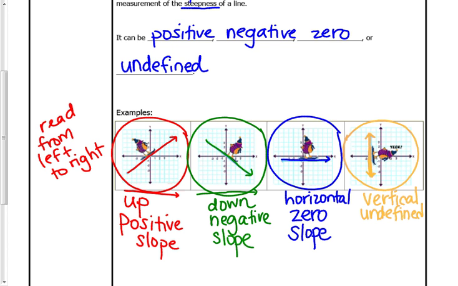So remember, undefined means it does not exist, right? Jokingly, if this bird was going to go down the mountain and wasn't able to fly, he'd probably have very little chance of surviving after this, right? So maybe the bird won't exist anymore. So consider that undefined or non-existent. So this is an undefined slope if you see a vertical line.